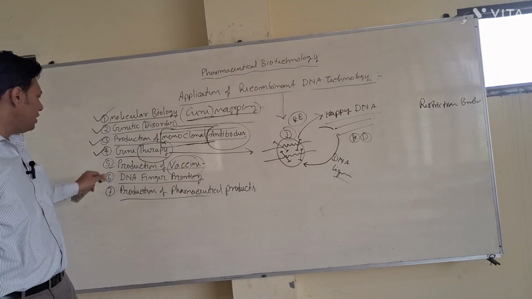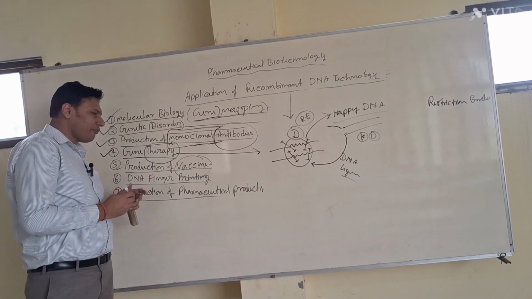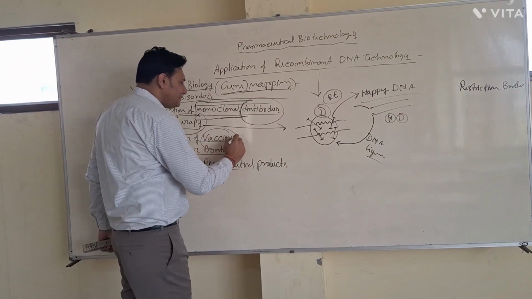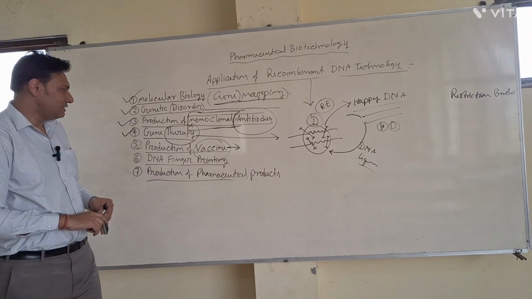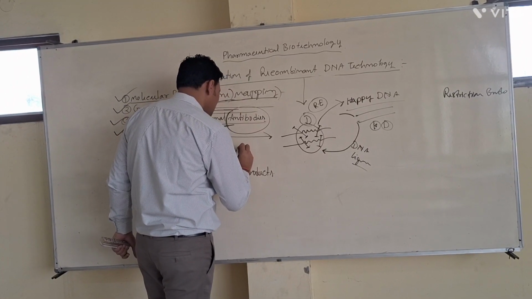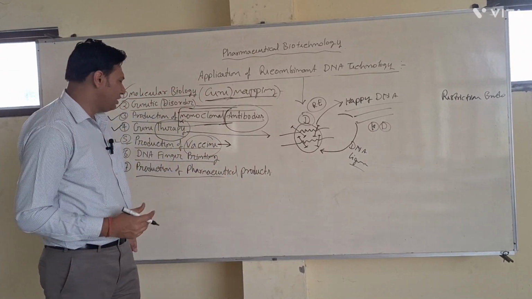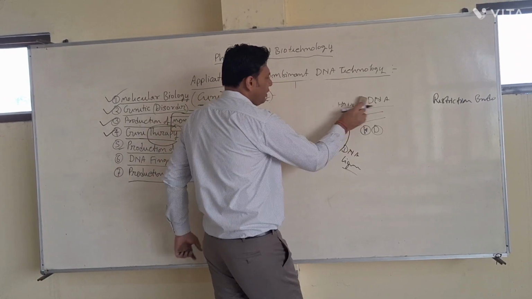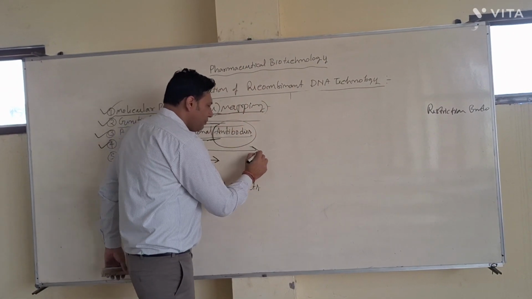The next one is production of vaccine. What is vaccine? Vaccine is a substance which is used to protect, or which is used for the immunity of our body. Vaccine is the substance, but how are we going to prepare the vaccine? How can we prepare the vaccine?